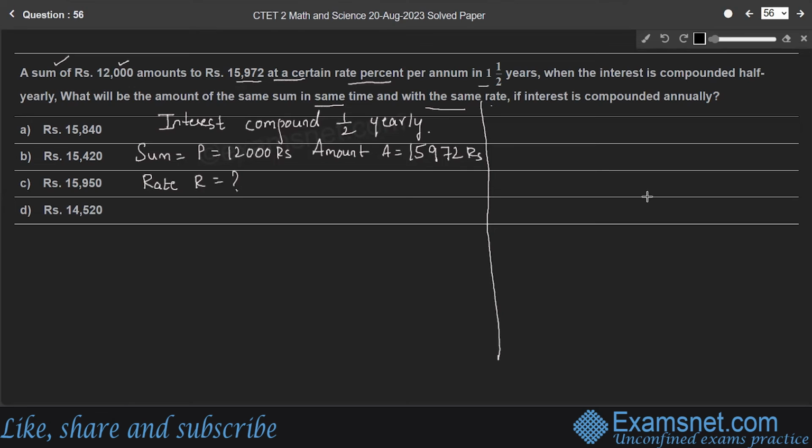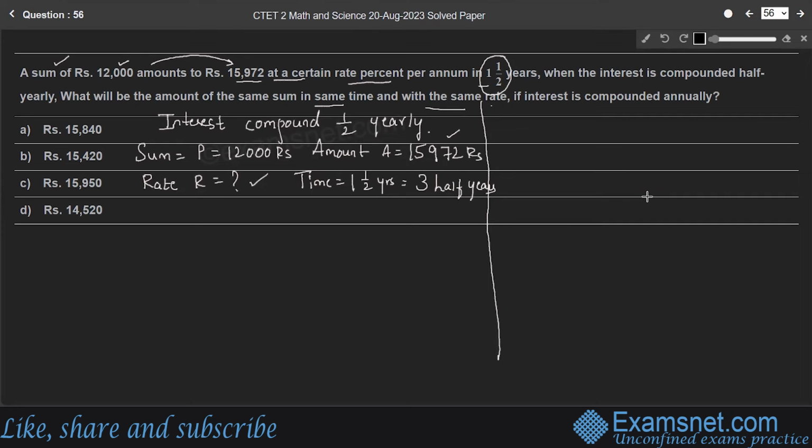So here when interest is compounded half yearly, right? So this principal sum amounts to 15,972 in 1.5 years, right? So you will get the amount of 15,972 in 1.5 years. Therefore, here time is 1.5 years. Since interest is compounded half yearly, so I'll write 1.5 years as 3 half years, right? Because we are going to count the interest every 6 months, right? Therefore, in totally 1.5 years, 3 times interest will be calculated, right? Therefore, time becomes 3 half years.